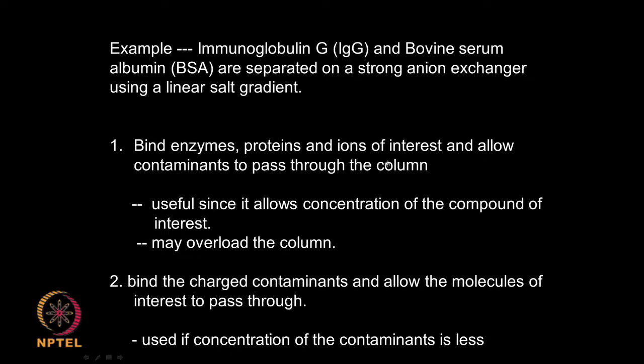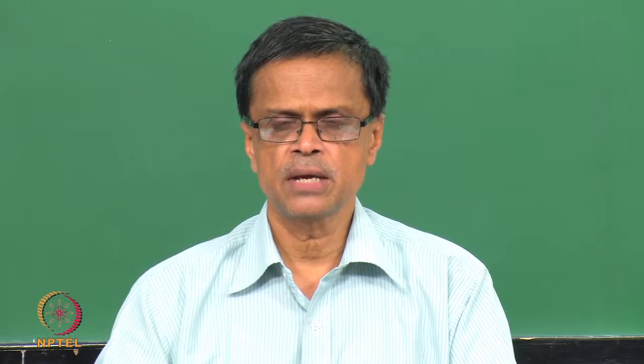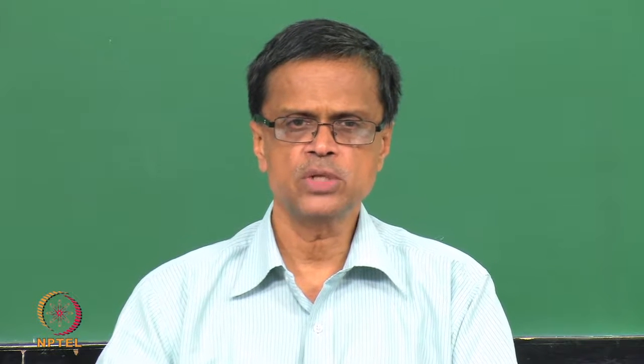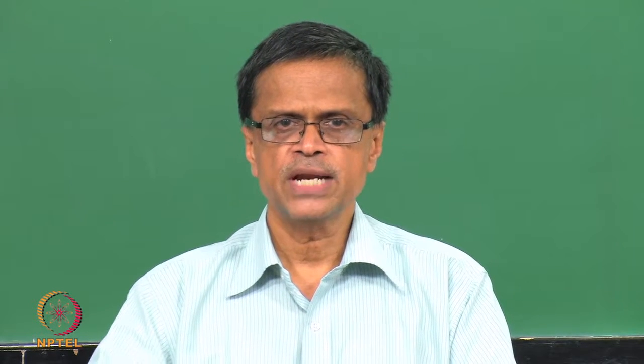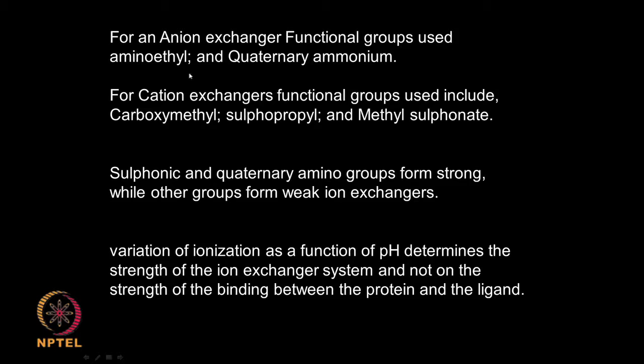The other approach is to bind the charged contaminants and allow the molecules of interest to pass through. Depending upon the concentration of the impurity, we can do both. If the impurity concentration is very little, we can try to capture them and allow your product to pass through, and vice versa actually. For an anion exchange, functional groups used are aminoethyl and quaternary ammonium, whereas for cation exchange, functional groups used are carboxymethyl, sulfopropyl and methyl sulfonate. Sulfonic and quaternary ammonium groups form strong, while other groups form weak ion exchanges.